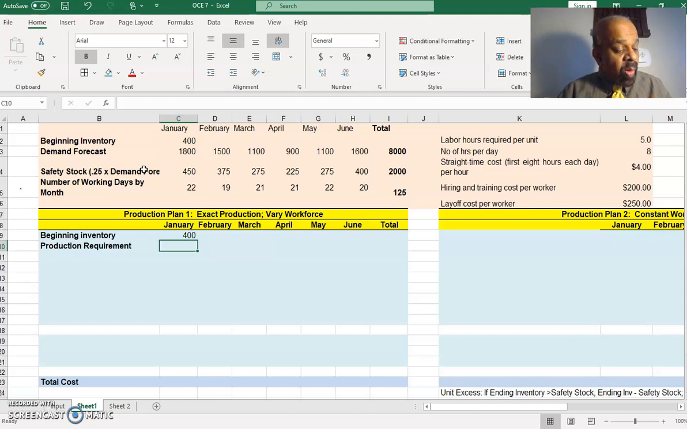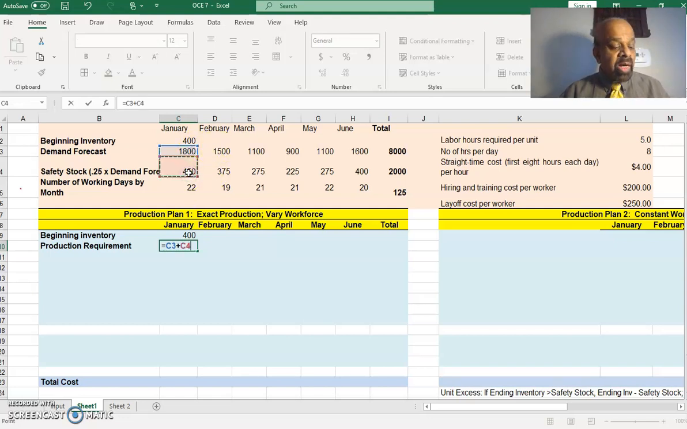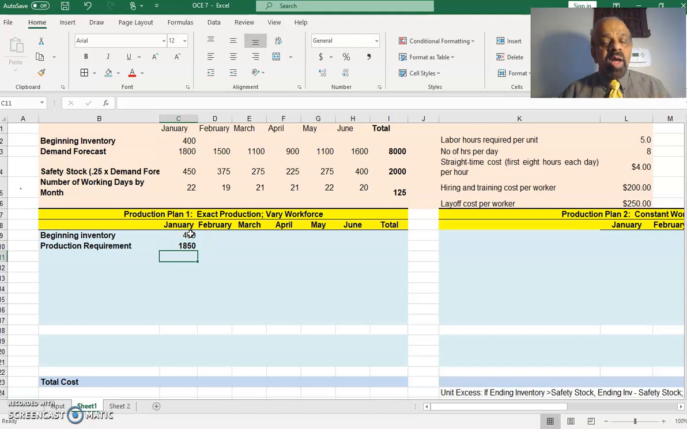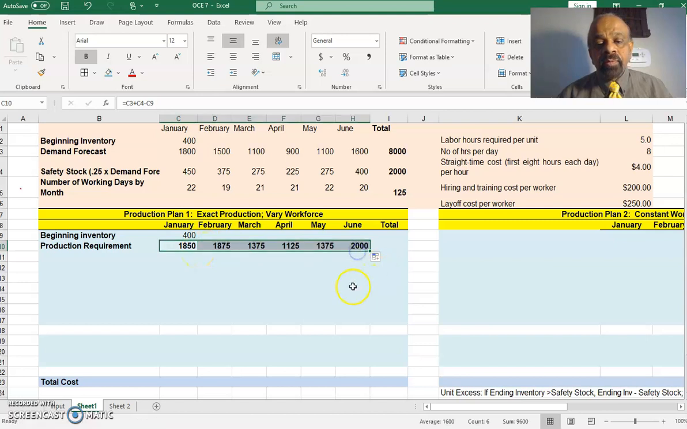So my production requirement is going to be equal to the demand forecast, which is 1800, plus my safety stock, which is 450, minus my beginning inventory. This is the production requirement I have. And I can copy this equation for all my months. This is going to be changing, so we'll watch out for that.